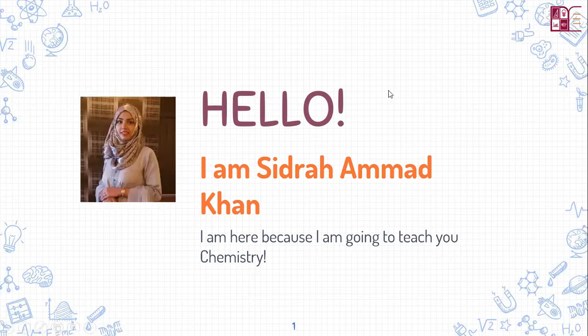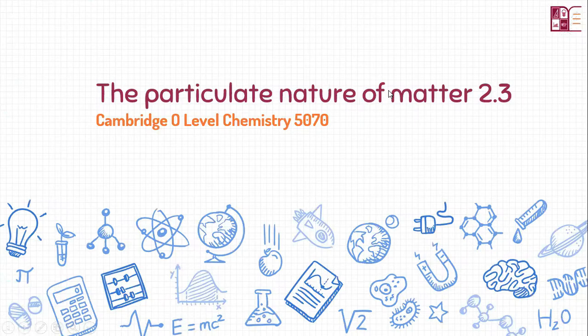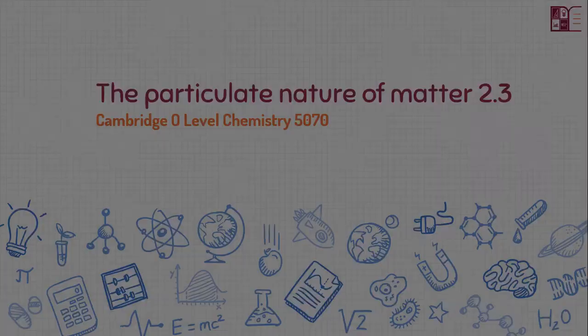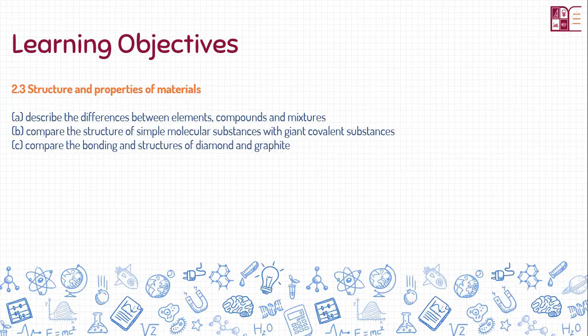Let's start with today's topic, the particulate nature of matter 2.3. We're going to start with structure and properties of the materials. I'm going to discuss the differences between elements, compounds, and mixtures, and then I'm going to share some simple molecular substances, their structures with giant covalent substances. How do they both compare? And I'm also going to share the bonding and structures of diamond and graphite.